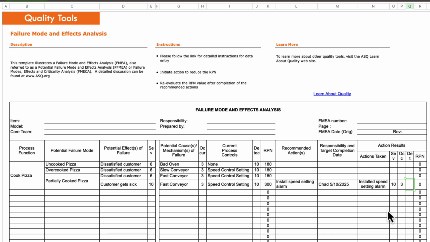Here's where the detection would change though, right? Because now we have this great speed alarm that's going to go off and tell us what's going on. Hey, something's wrong with the conveyor. We're going to say it's a pretty good alarm, and now we put a 2 in there, meaning that it's good detection, and it gets us down to a 60. And that's really the FMEA, guys.